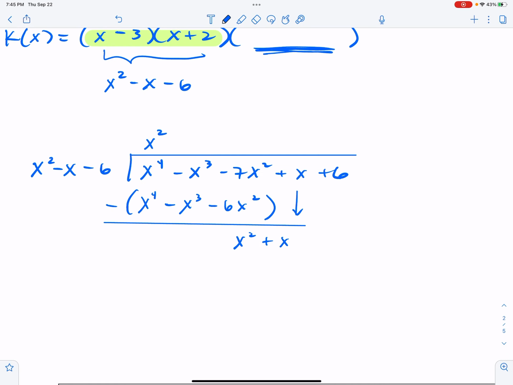But then we go, well, what times x squared would give us x squared? That would be plus 1. Oh no, that should be minus x squared, huh? Sorry, negative 7x squared plus 6x squared would be negative x squared. So that would be minus 1. And then distributing.